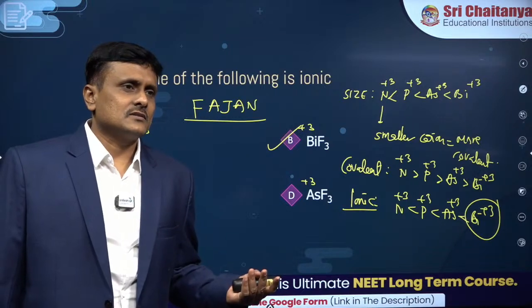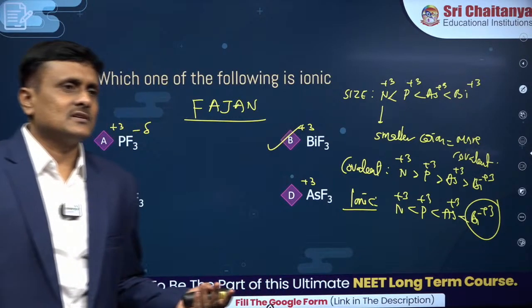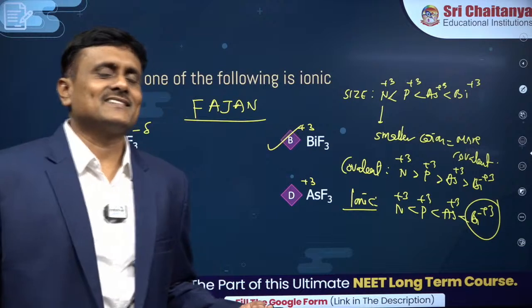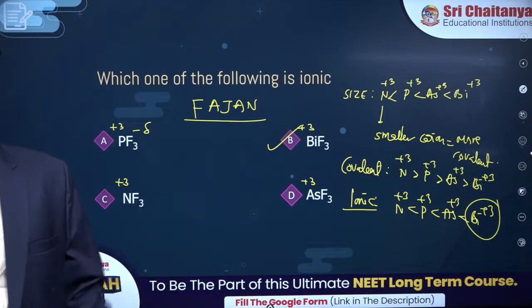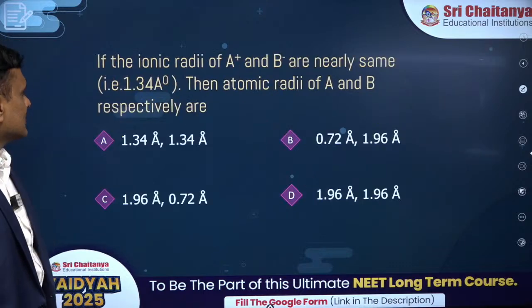Yes, Ashlok Jha, 300 out of 300. In Chemistry, how many are there? 180. And congratulations to you all for doing brilliantly.